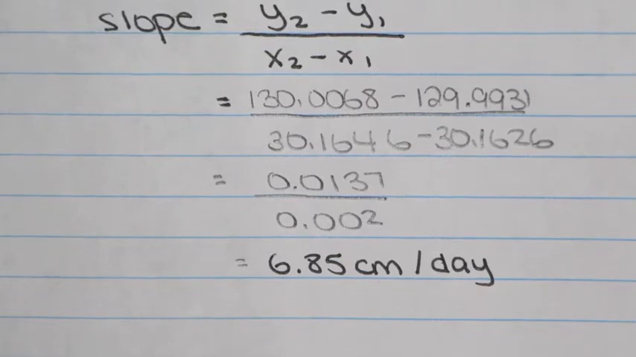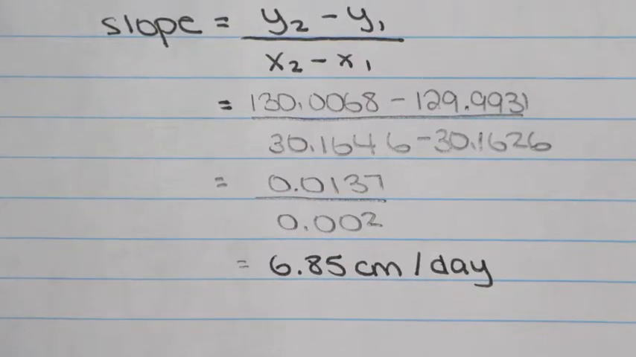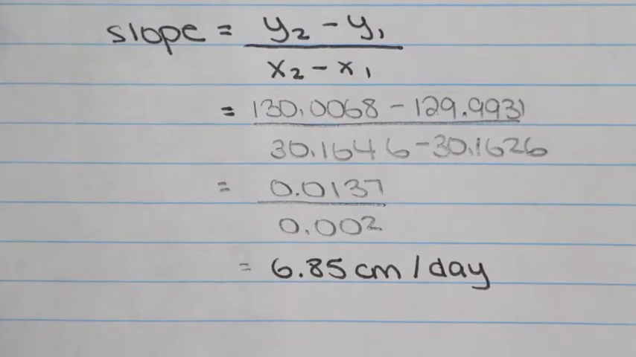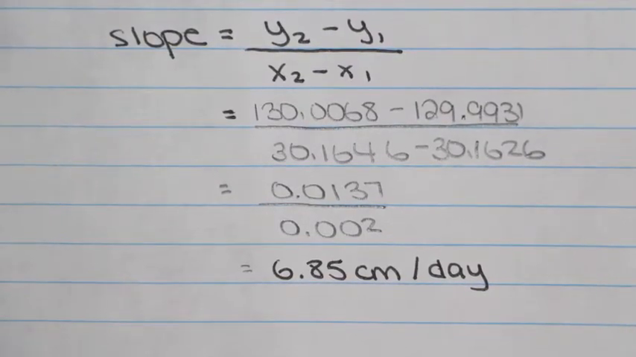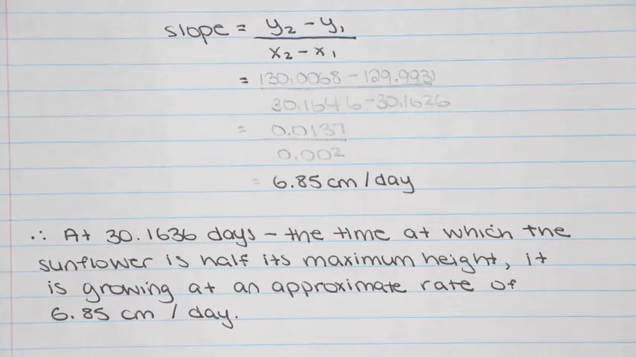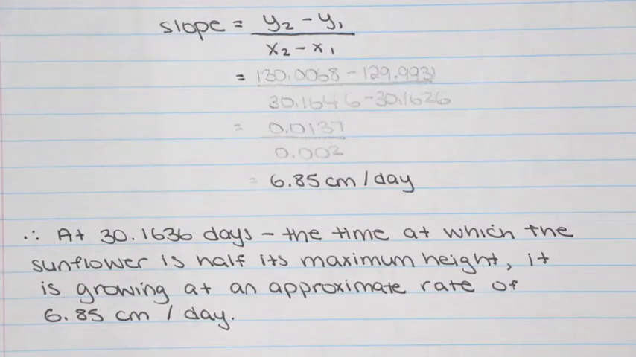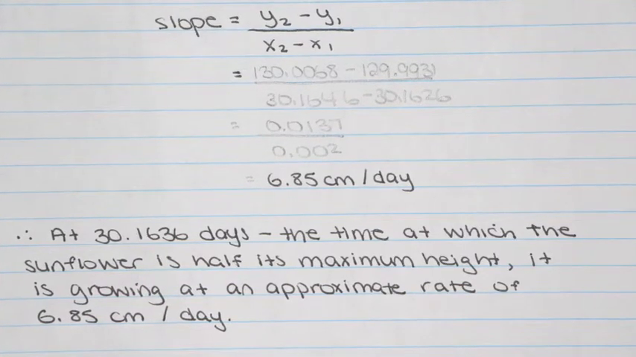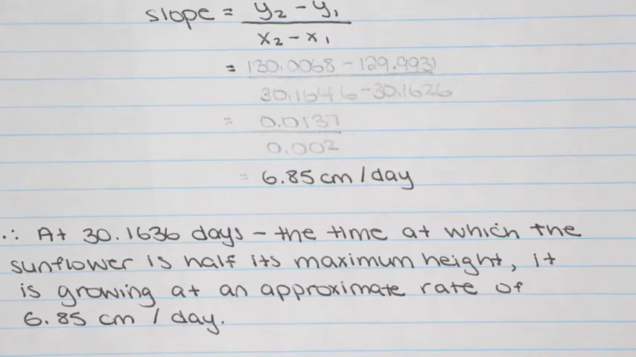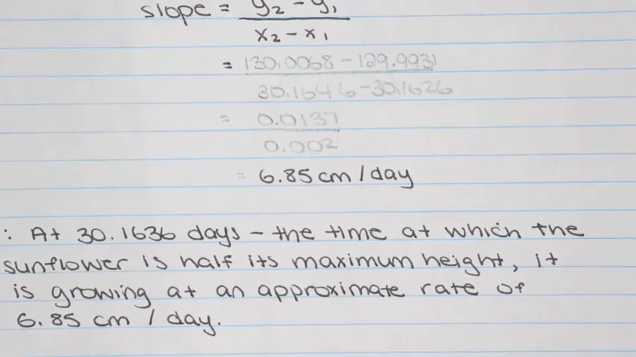Put these values into their designated spots in the equation slope equals y2 minus y1 over x2 minus x1. You will find that the flower grows at an approximate rate of 6.85 centimeters per day. Once again, you must write a sentence answer, such as: therefore, at 30.1636 days, the time at which the sunflower is half its maximum height, it is growing at an approximate rate of 6.85 centimeters every day.